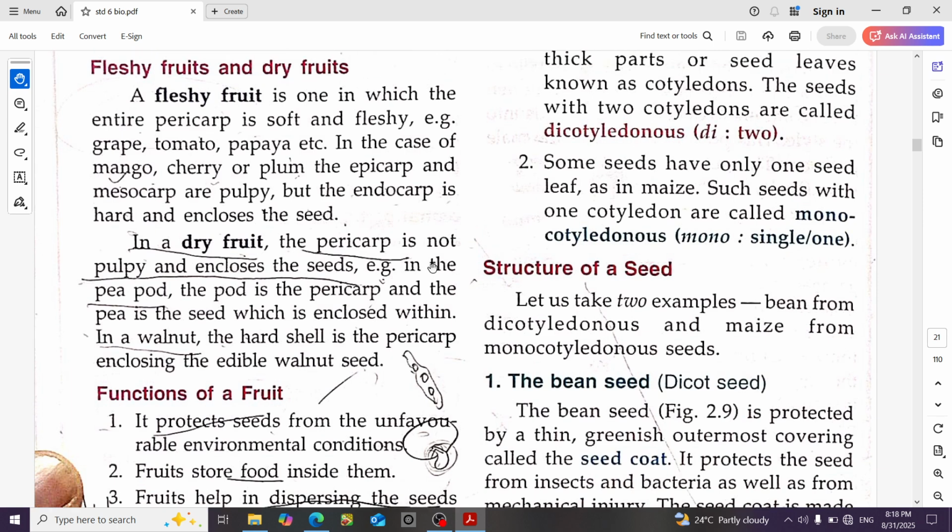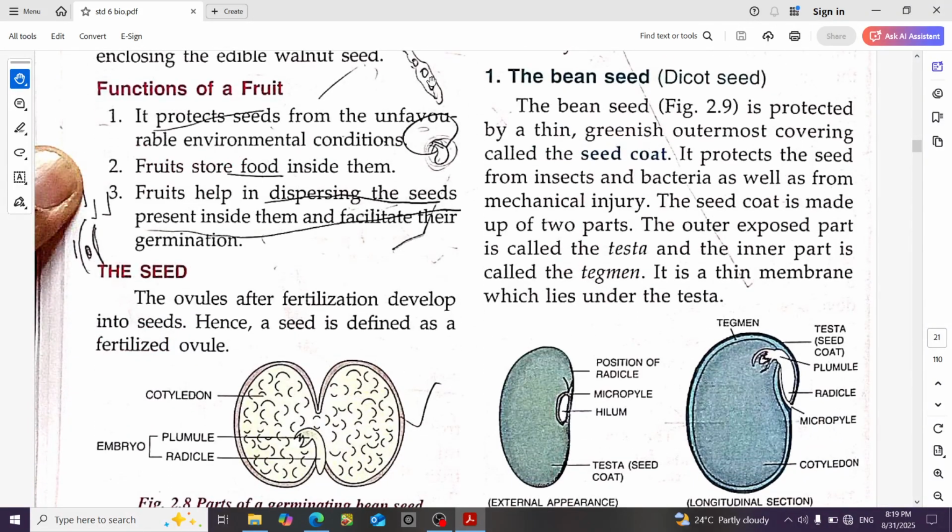Now, there are different types of fruits. A fleshy fruit is the one in which the entire pericarp is soft, fleshy. Examples are given here. In a dry fruit, the pericarp is not pulpy, and it encloses the seed. The pod is pericarp and the pea is the seed in which it is enclosed. What is the function of the fruit? The most important function of the fruit is to protect the seed, store the food. The seed is going to become the new plant. That's why it's important to protect it.